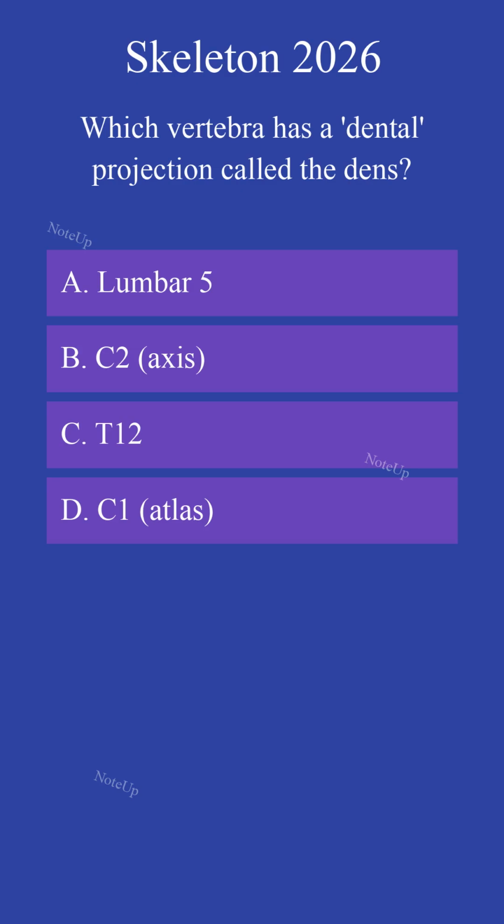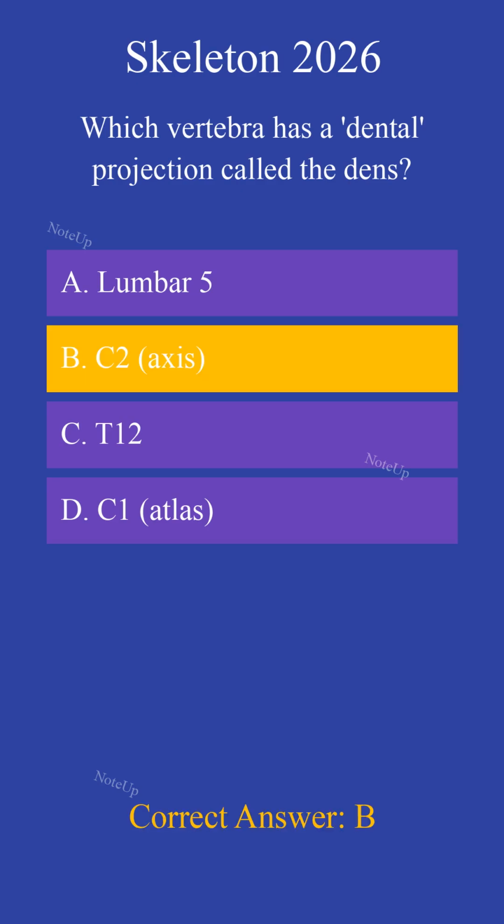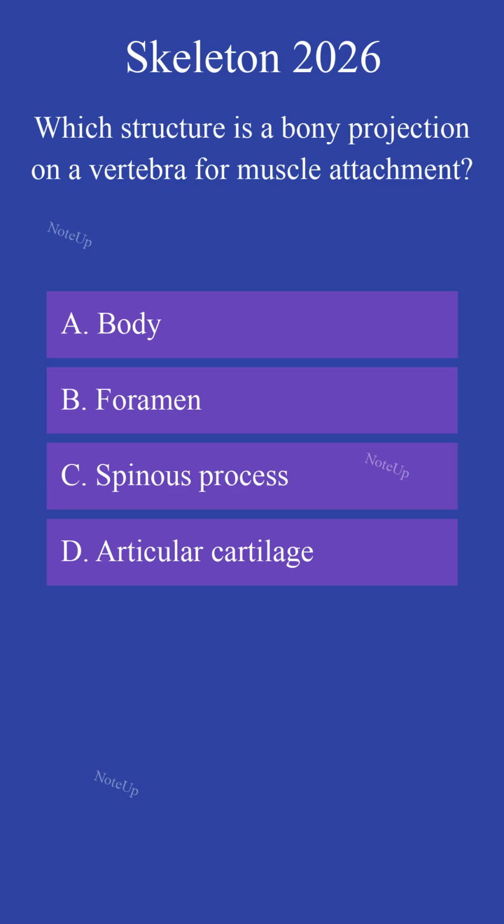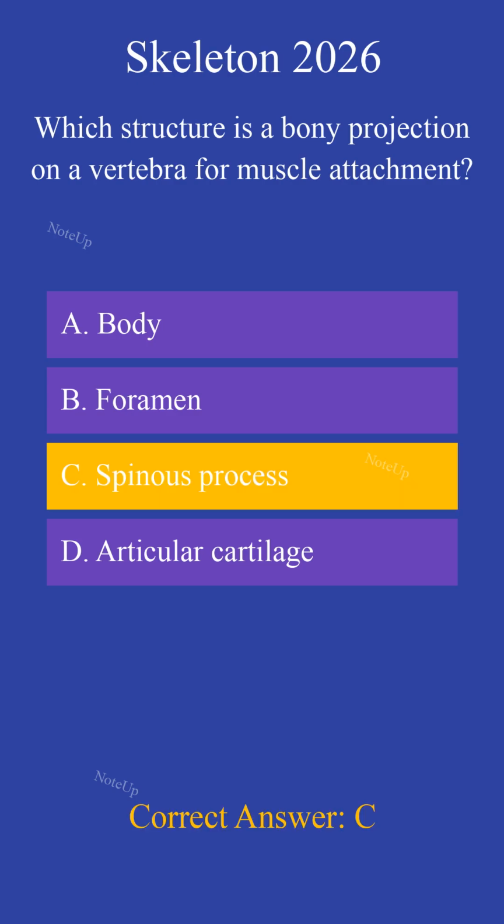Which vertebra has a dental projection called the dens? The correct answer is B, C2, axis. Which structure is a bony projection on a vertebra for muscle attachment? The correct answer is C, spinous process.